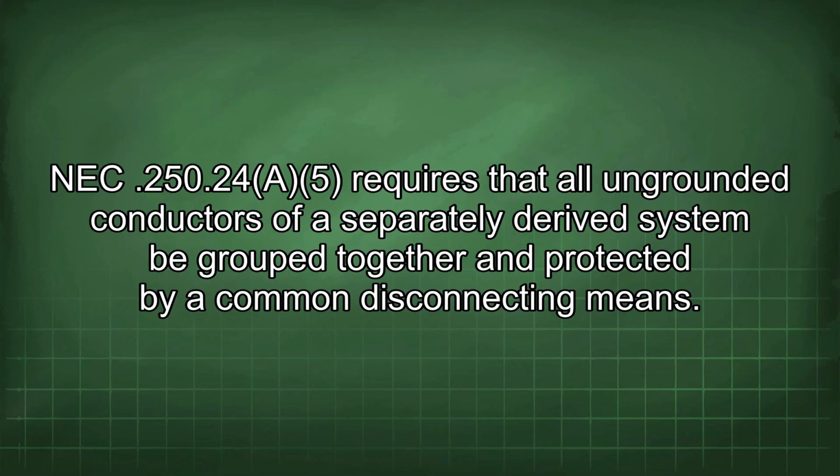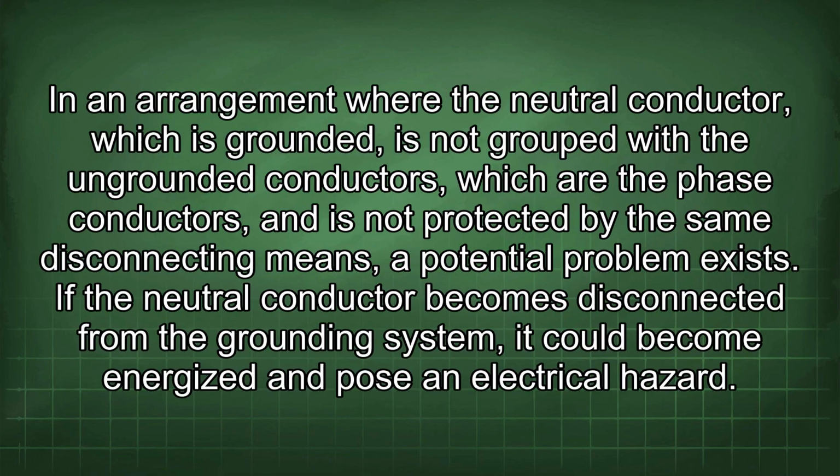NEC 250.24 requires that all ungrounded conductors of a separately derived system be grouped together and protected by a common disconnecting means. In an arrangement where the neutral conductor, which is grounded, is not grouped with the ungrounded conductors, which are the phase conductors, and is not protected by the same disconnecting means, a potential problem exists. If the neutral conductor becomes disconnected from the grounding system, it could become energized and pose an electrical hazard.